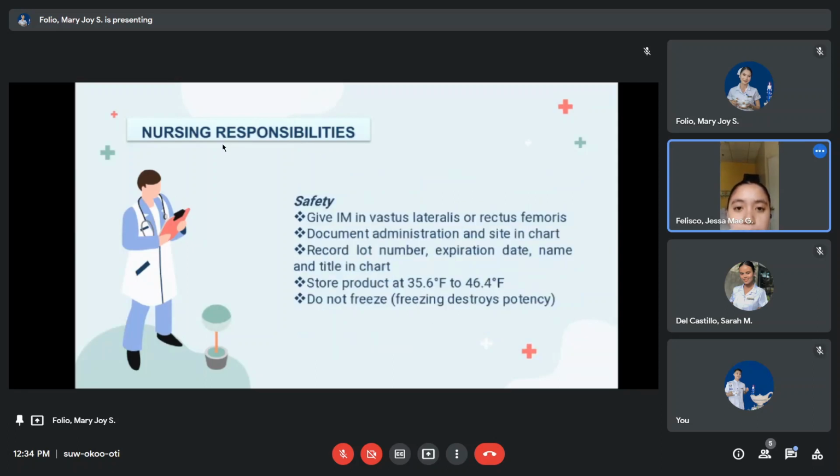Next slide, please. For the safety, give IM in the vastus lateralis or rectus femoris, document administration and site in chart, record lot number, expiration date, name and title in chart, store product at 35.6 degrees Fahrenheit to 46.4 degrees Fahrenheit, and do not freeze. Okay, next slide, please.